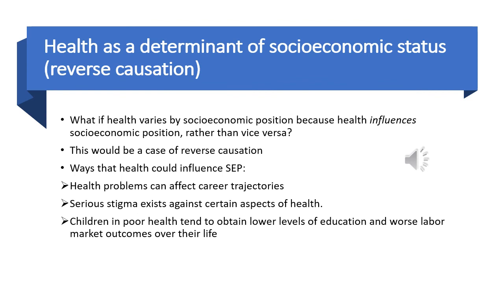Before I end my talk, I would like to share with you an important concept that you need to keep in mind when you talk about the social determinants of health. What if health is a determinant of the socioeconomic status of a person, rather than the reverse? What if health varies by socioeconomic position because health is influencing the socioeconomic position of a person? This would be the case in some situations, and this is known as reverse causation.